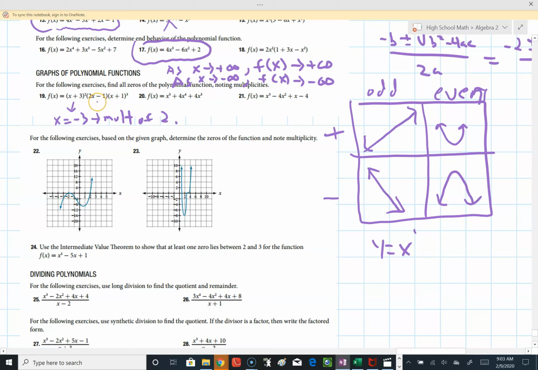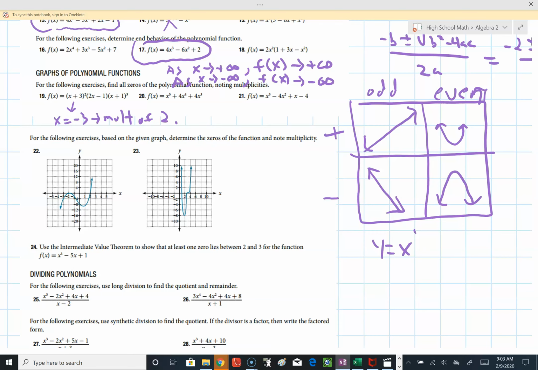This one here would end up being a 1/2 if we set it equal to 0. Multiplicity of 1 is to the first power. This is x plus 1. That would yield a zero of minus 1, and it would have a multiplicity of 3. So the multiplicity is the number of times that factor can be written in the equation.